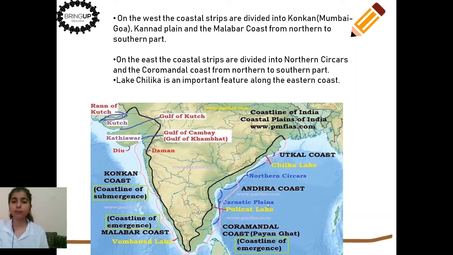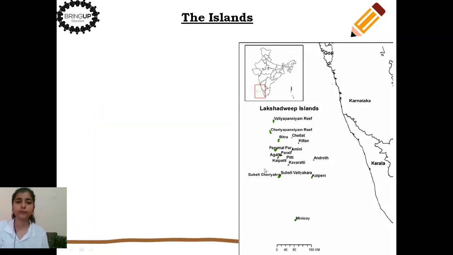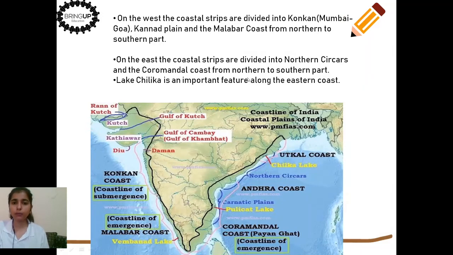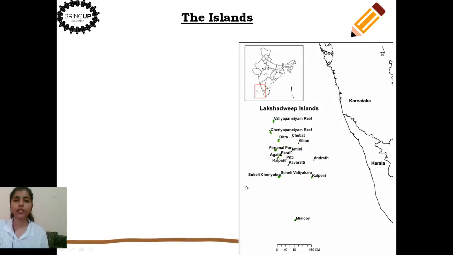Lake Chilka is an important feature along the eastern coast. We'll see where is Lake Chilka. Yeah, the yellow, so it is marked with yellow. It is the Chilka Lake and it is an important feature along the coast, eastern coast. That was all about the coastal plains, about the west coast and the east coast. Hope you have understood till here. So we'll move on to the next one, the islands.